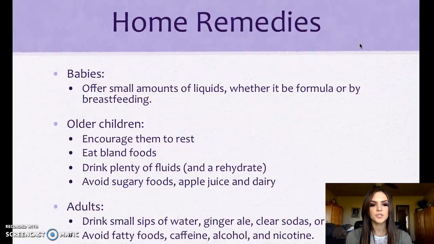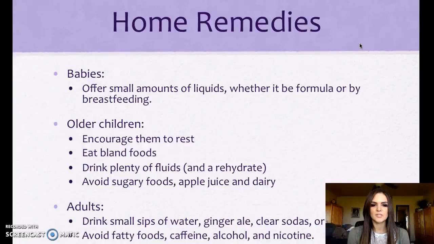For older children, you want to encourage them to rest and eat lots of bland foods like soda crackers, and to drink plenty of fluids plus a rehydrate, and to avoid sugary foods, apple juice, and dairy, because that really upsets the stomach.